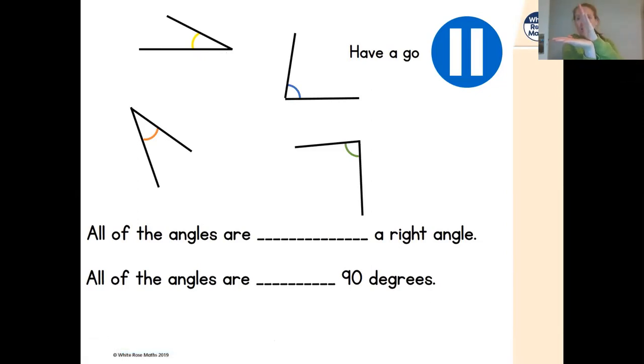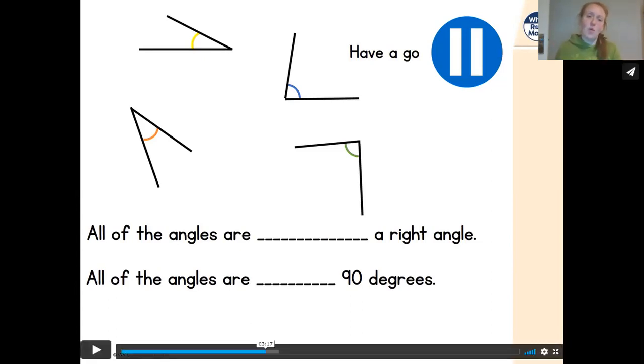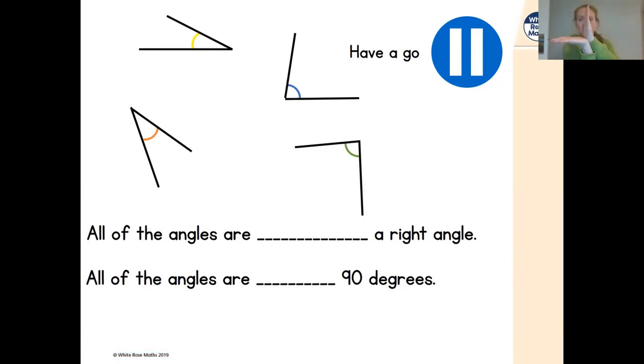Right angle, less than a right angle. Can you see? Okay, so all of the angles are less than a right angle. So all of the angles are less than 90 degrees. There's our 90 degrees, less than 90 degrees.